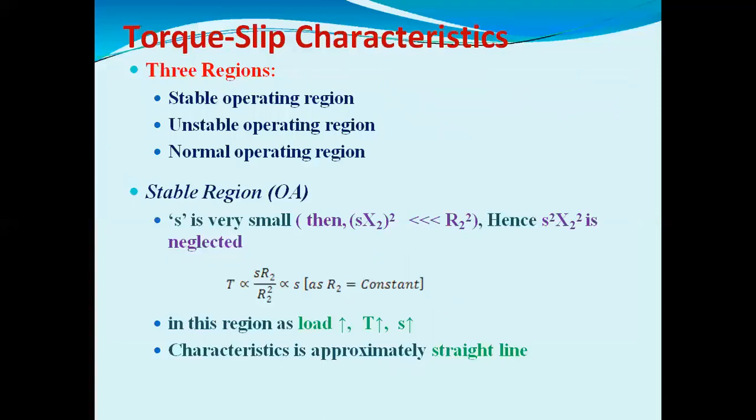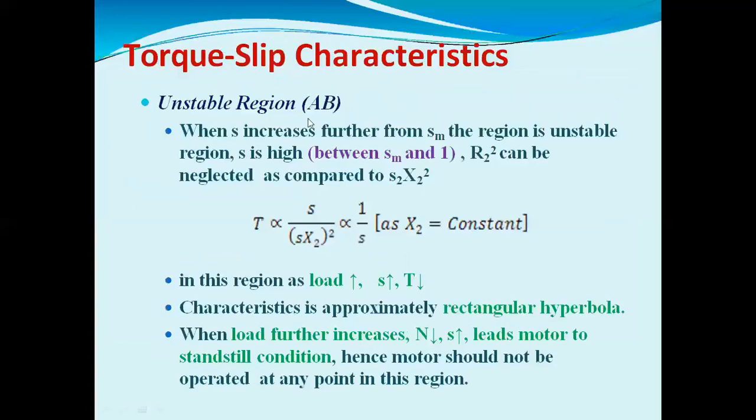Where the load increases, the torque and the slip both increase. So the unstable region, that is the AB, is where, when the slip increases significantly, the value of S is further from Sm. That region is the unstable region.